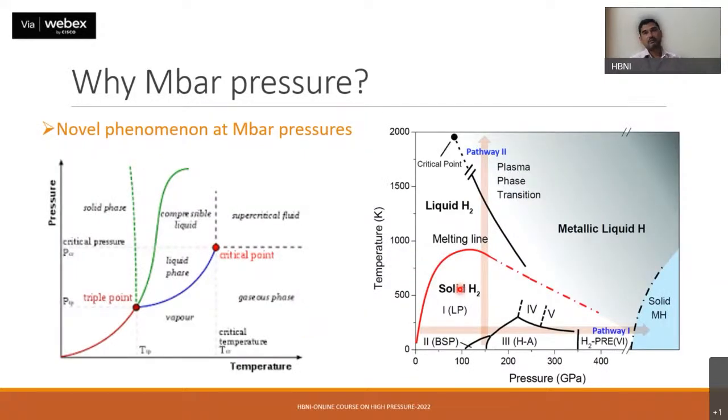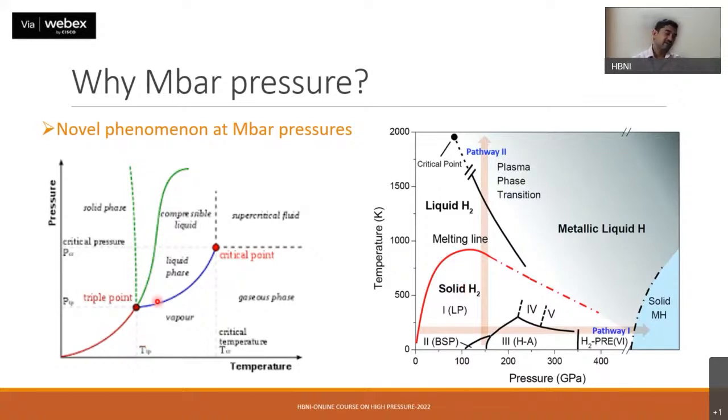Once I have taught you or lectured that you can achieve megabar pressures by doing this, the question is, why do you want to achieve megabar pressure? Why do you want to do this kind of experiments? The answer is that this kind of experiments really can generate very novel phenomena which you are not able to see at ambient conditions or even at lower pressures.